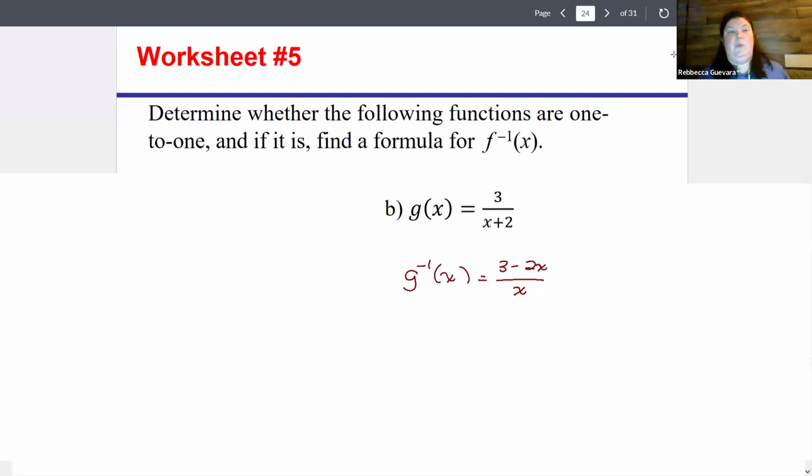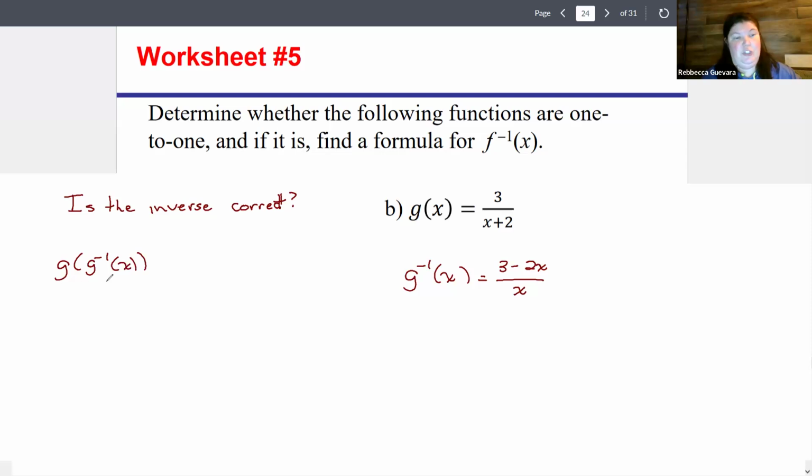As another example, we had seen when we did number 5 on the worksheet that when g was 3 over x plus 2, the inverse was 3 minus 2x over x. Or at least that's what we thought. So if we wanted to test to see if we actually had the correct inverse, is that inverse correct? What we could have done was just do the composition of the functions.